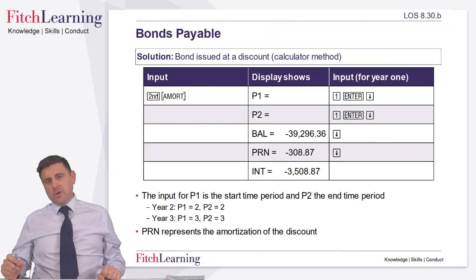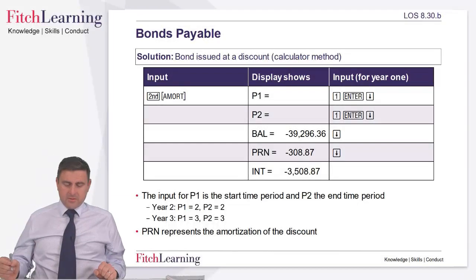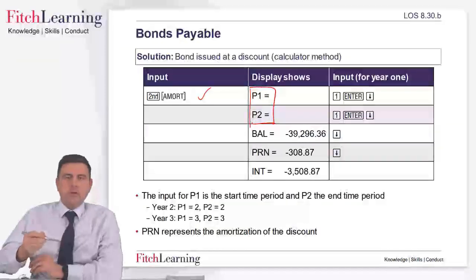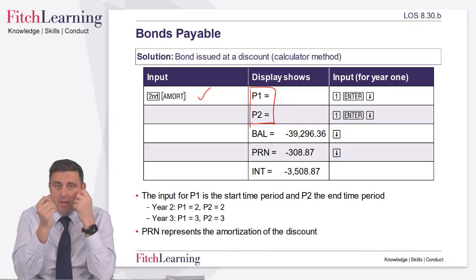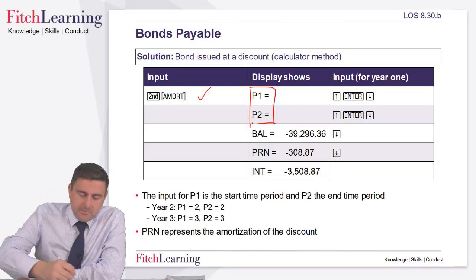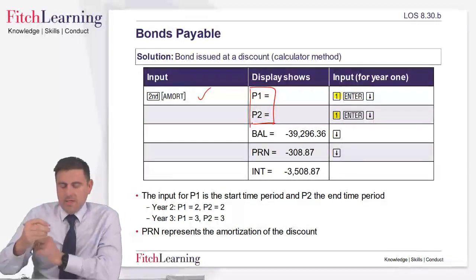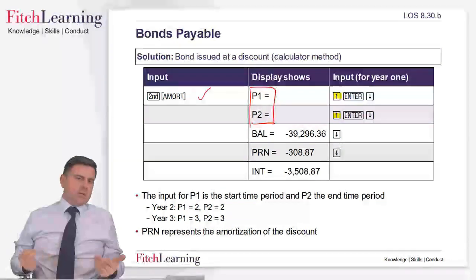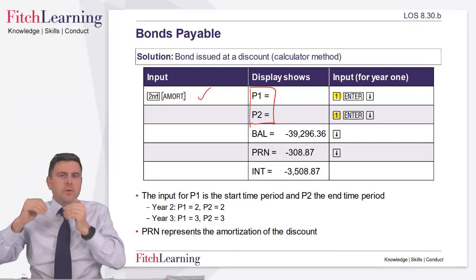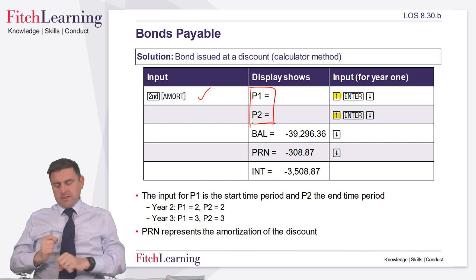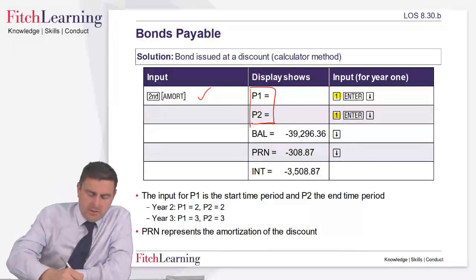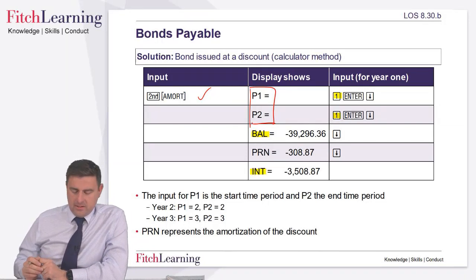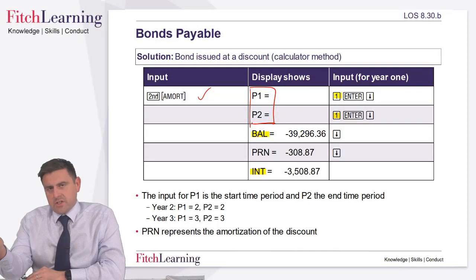So I have also put a slide on here just to show you exactly the button presses I'm about to go through. So it was second and then amort. And then what we're going to do is isolate a particular period of time. P1 means the start of that respective period. P2 means the end of that respective period. If I'm setting P1 as 1 and P2 as 1, you're encapsulating year 1, from P1 start to P2 finish. If you wanted to select year 2, then it would be P1 of 2 and P2 of 2 to again encapsulate year 2. So you're going to find that what we can do is identify the balance, the interest. The balance is the liability at the year end. Interest is the interest expense that goes through the income statement.